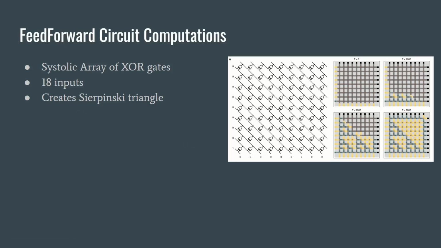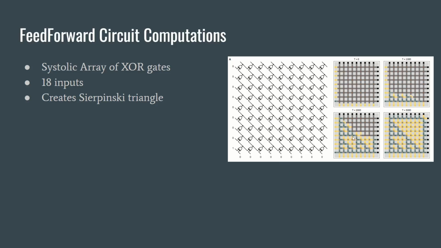Here is another circuit. This is a very popular circuit, called a systolic array of XOR gates. It has 18 inputs. When the inputs are given like this, the bottom inputs are all zeros, and the top inputs and the left inputs are all zero. Only one has the signal 1. When we simulate this circuit, we get a pattern like this, and this pattern is called a Sierpinski triangle. This triangle is formed as the result of these two signals.